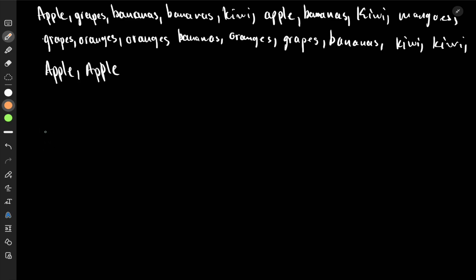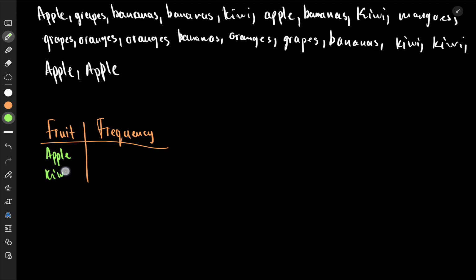So first is organize. Remember, it's like OVSA. That's how I remember. So I am going to organize the data by making a table. So I'll say fruit, then I'll say frequency. Okay. Now let's put the fruits that we have.